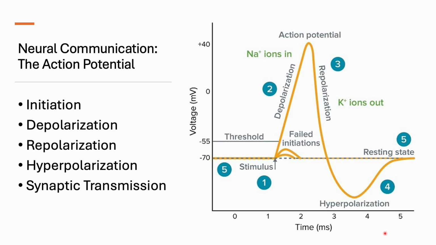Once the action potential reaches the end of a neuron, it's time for the message to jump to the next neuron. This is where the synaptic transmission comes into play. The action potential triggers the release of neurotransmitters from tiny sacs at the end of the neuron, called synaptic vesicles. These neurotransmitters cross the synapse, the gap between neurons, and bind to receptors on the receiving neuron, continuing the message.